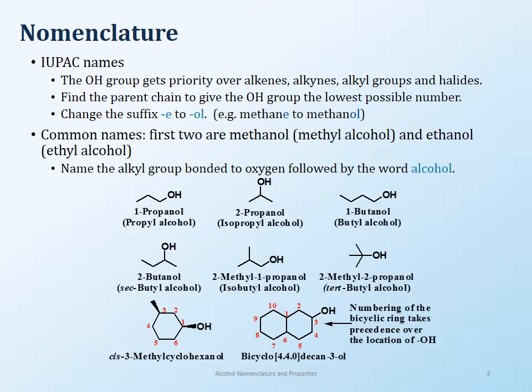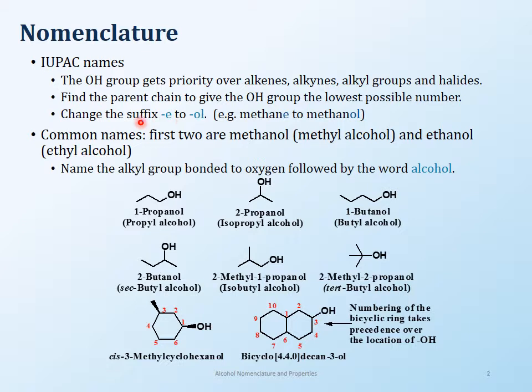So during the nomenclature of alcohols, remember that alcohol will get priority over alkenes, alkynes, any kind of alkyl groups, and then halides also. So chlorine, bromine, all of that, they will come after the alcohol group. So the first thing that you do is you find the parent chain, which means the longest chain, and try to give the alcohol group the lowest possible number. And that's because it has the priority.